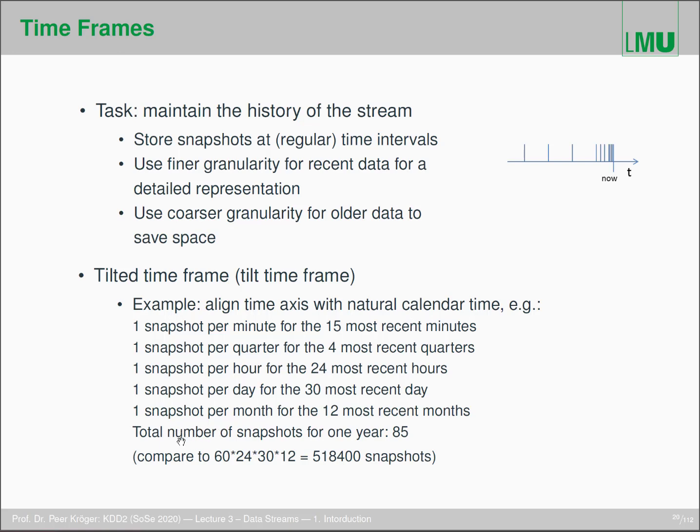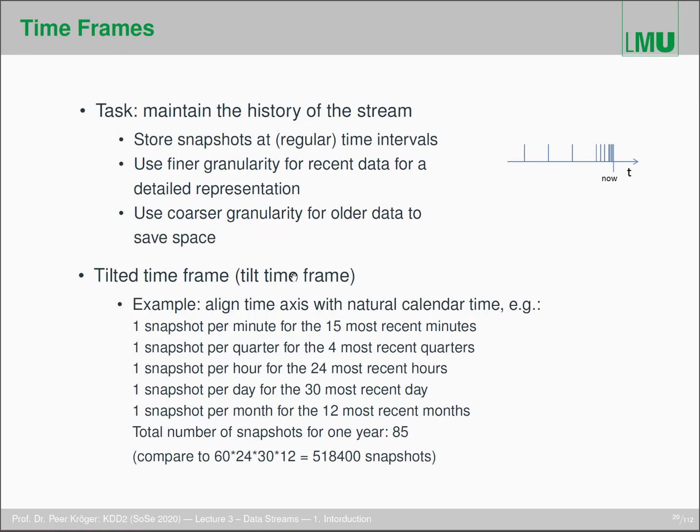And the number of snapshots you would store in this schema for 1 year would be just 85. If you compare that with storing the whole year at one snapshot per minute, how many minutes do you have in an hour? 60 minutes per hour, 24 hours per day, 30 days per month, 12 months per year. So you will end up with 500 something thousand snapshots in order to store the whole stream, one snapshot per minute over 1 year.